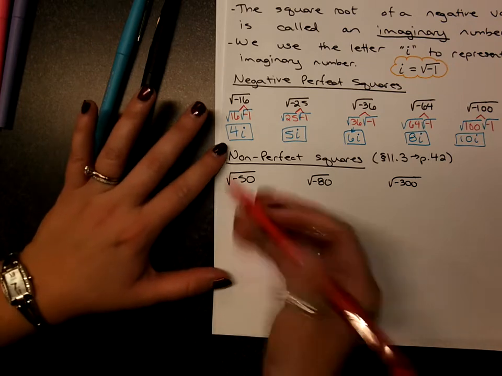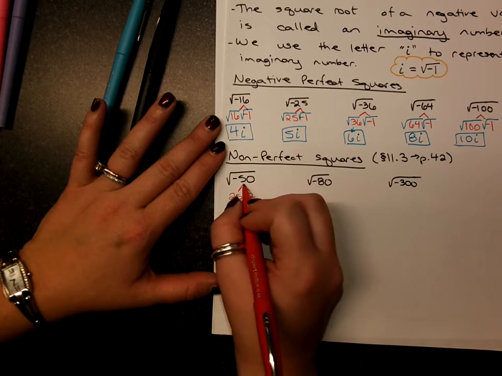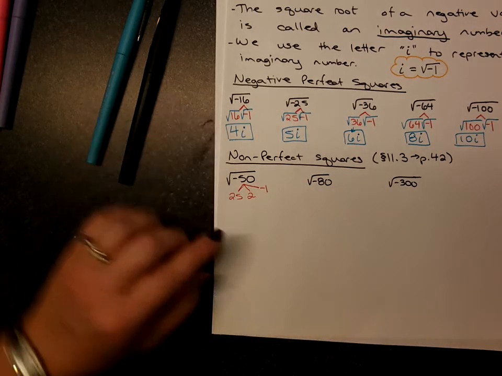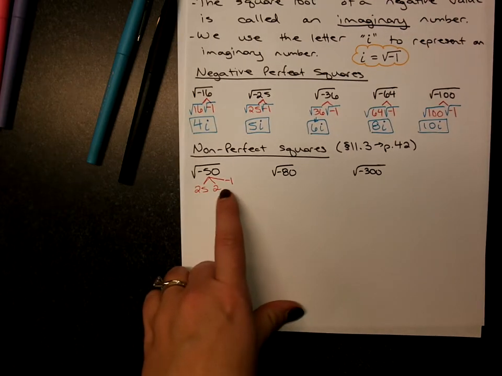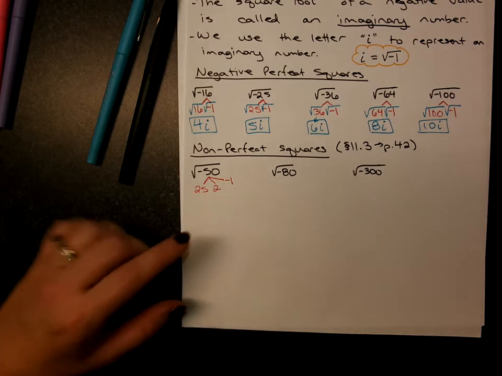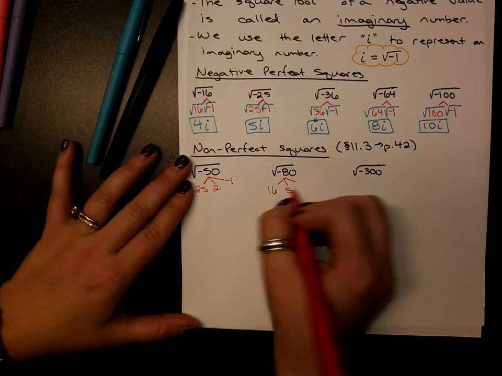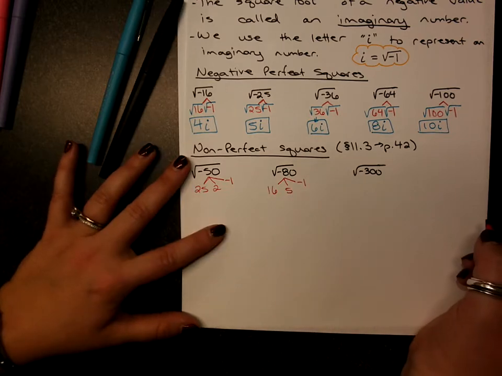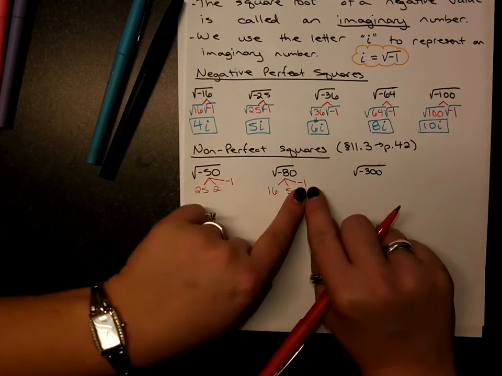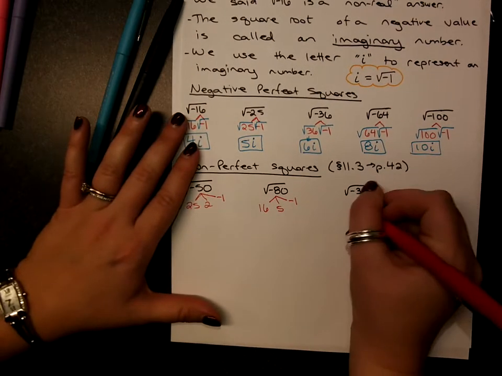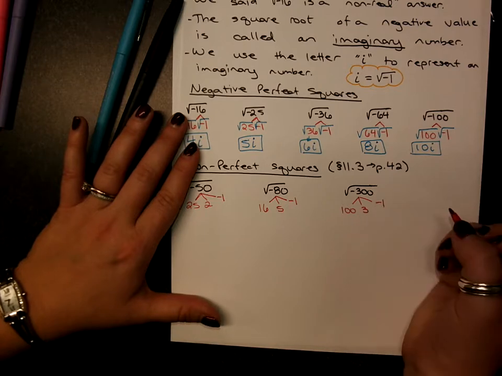We think of the biggest perfect square, which would be 25, and the number it multiplies with, and then we still separate out that -1 as its own piece. So you do the biggest perfect square, the number it multiplies with, and the -1 is always by itself. Same thing for -80. It would be 16 and 5 and -1 by itself. We're factoring it out into the biggest perfect square, the number that multiplies with, and -1 goes by itself. Same thing here. 100 times 3, -1 by itself.